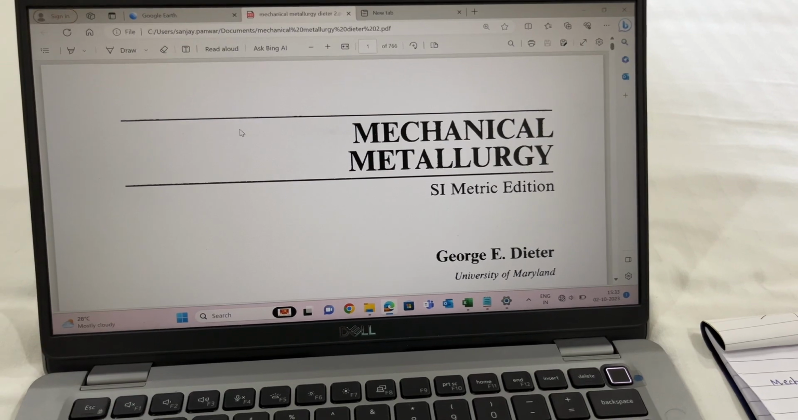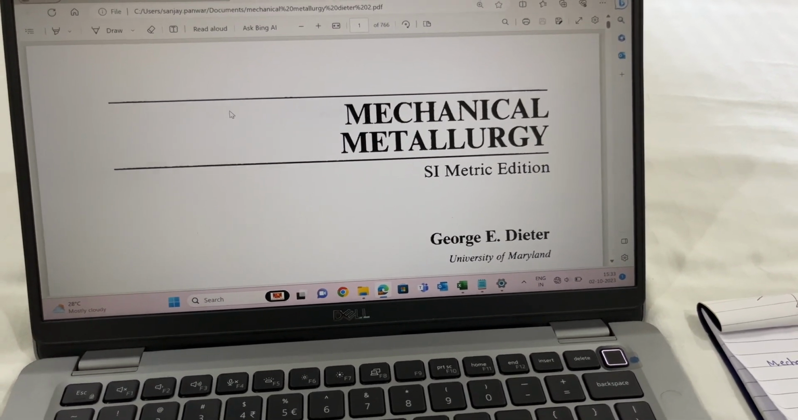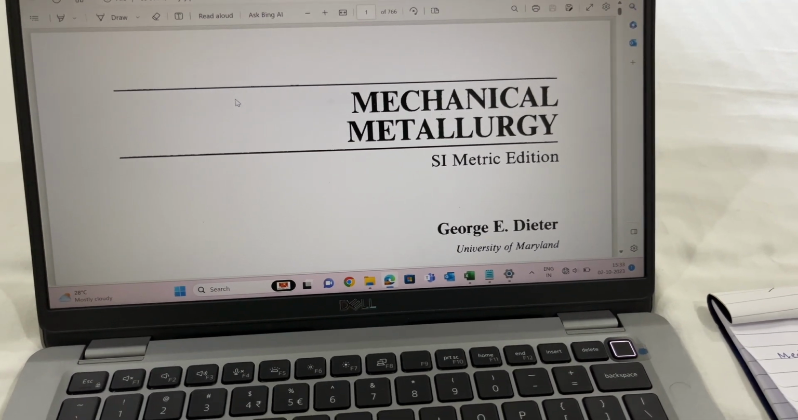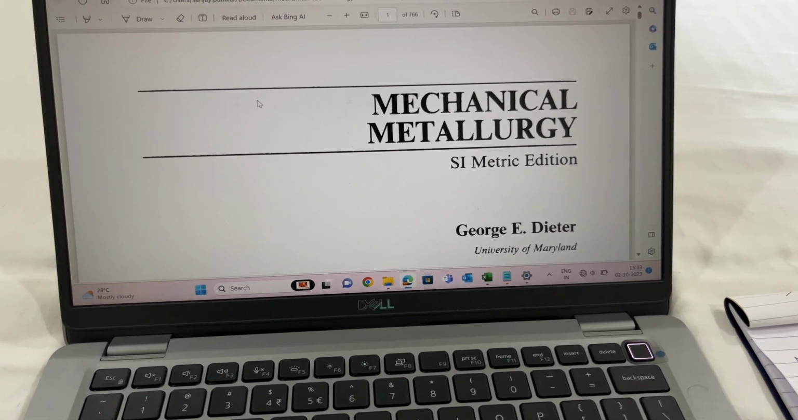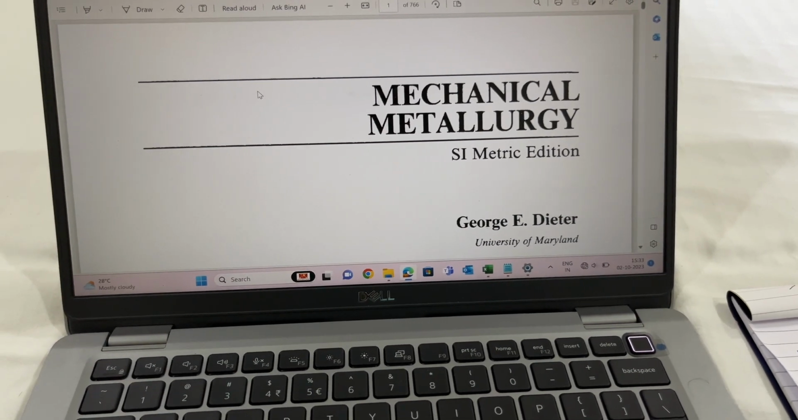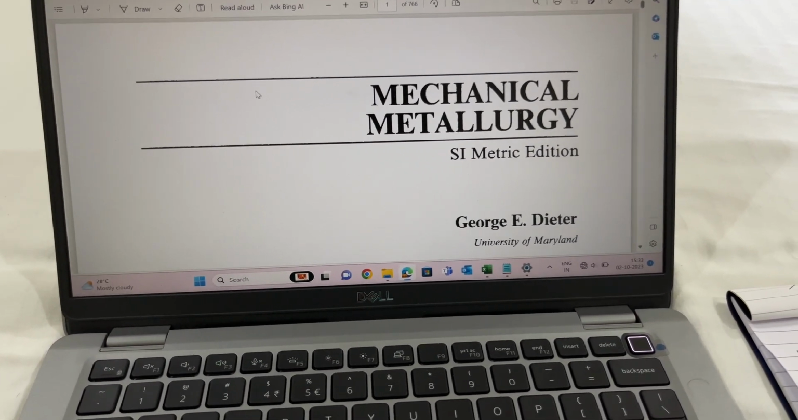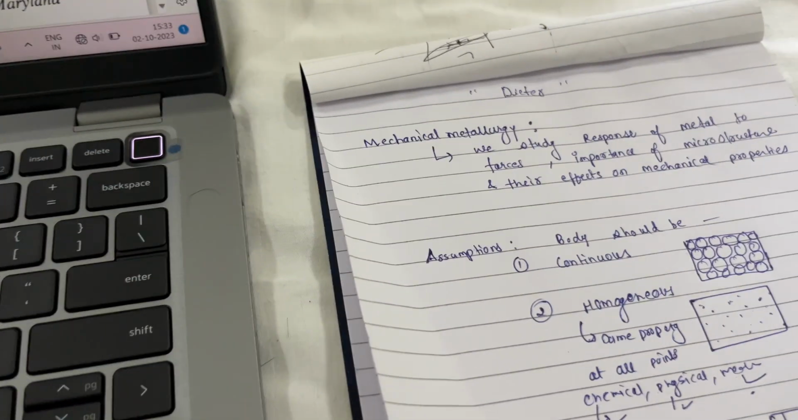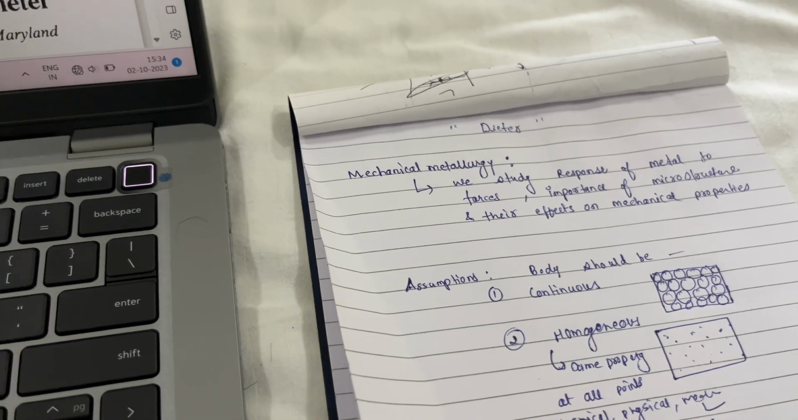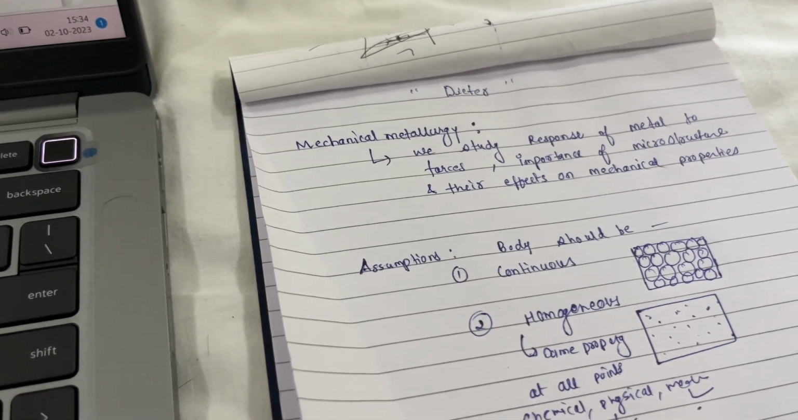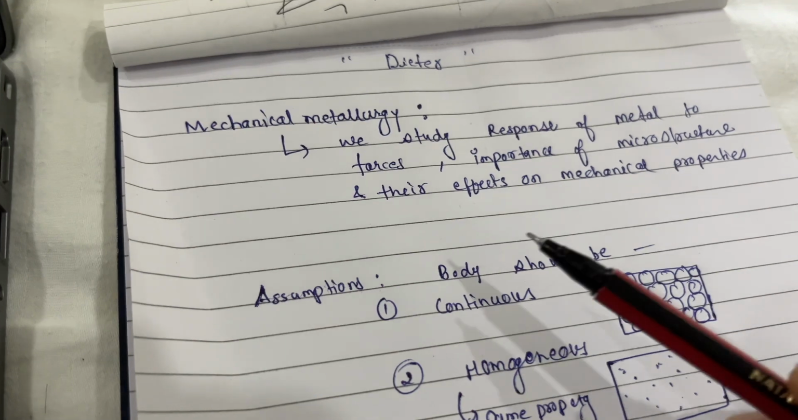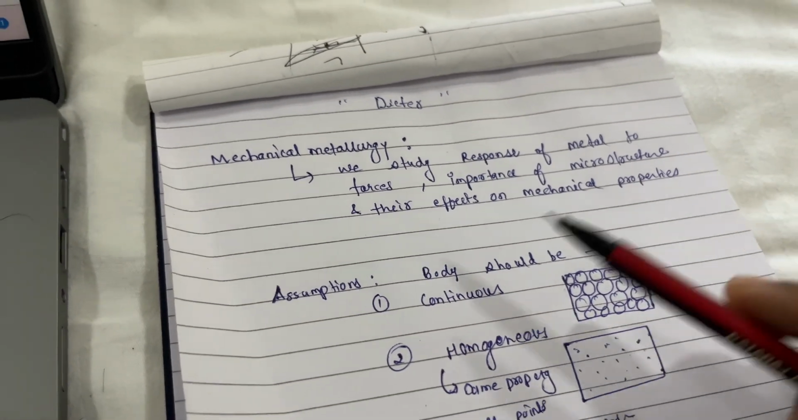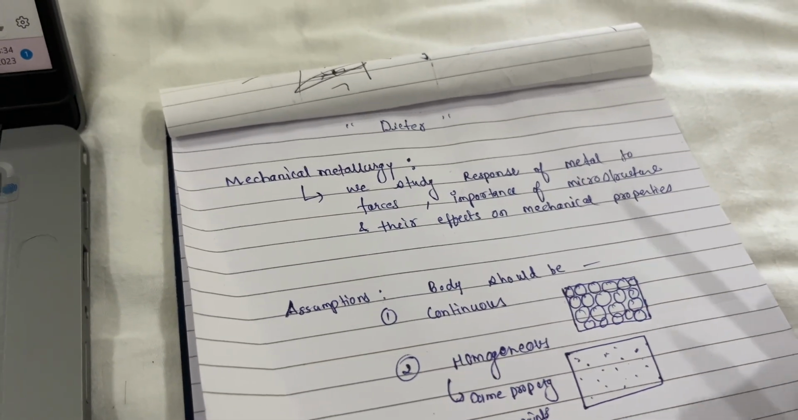So guys, I'll be teaching you mechanical metallurgy from George E. Dieter. The aim of this series is to help you understand mechanical metallurgy, which most aspirants find difficult to read because it's very vast and some points are very complex. So let's begin. What do we do in mechanical metallurgy? We study the response of metal to forces, the importance of microstructure and its effects on mechanical properties, and we also do the topic of failure analysis.